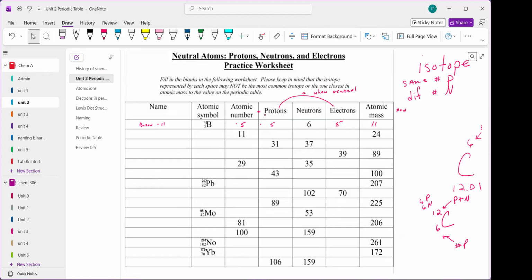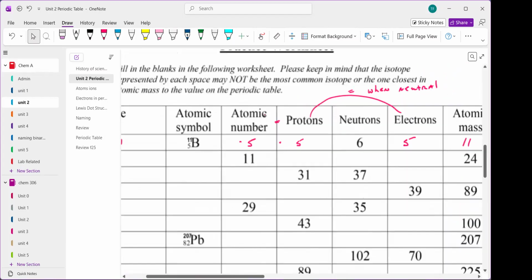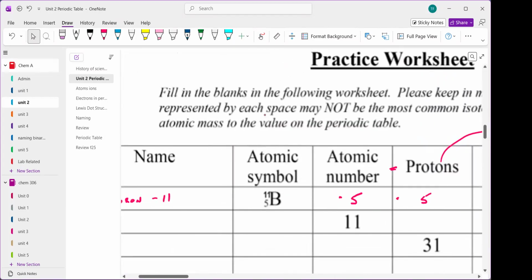The other way to tell is if this here had a charge, if B had a charge, plus or minus, then you know it's an ion. If there's no charge, it means it's neutral. If there's a minus charge or a positive charge, it's going to be an ion.